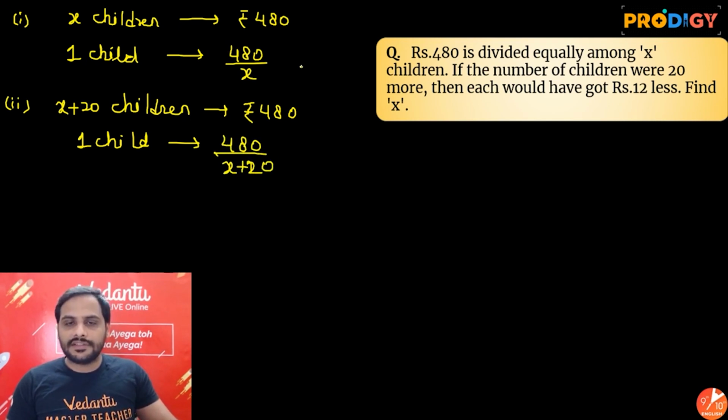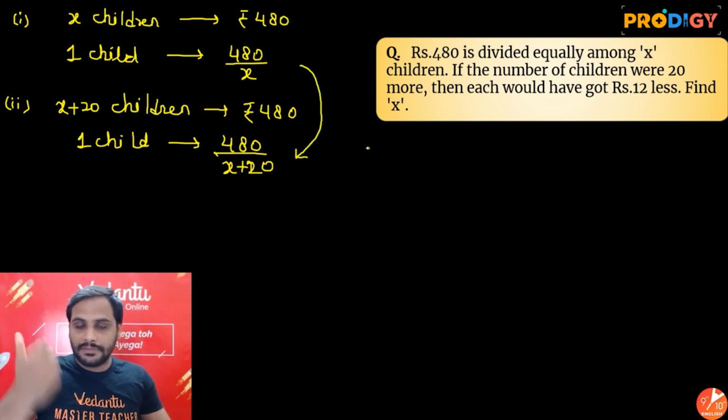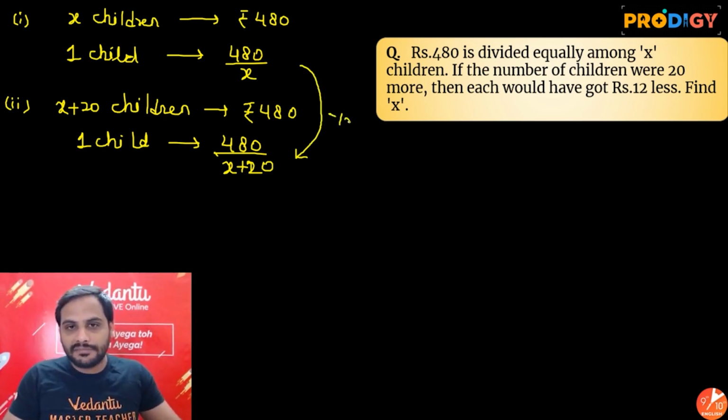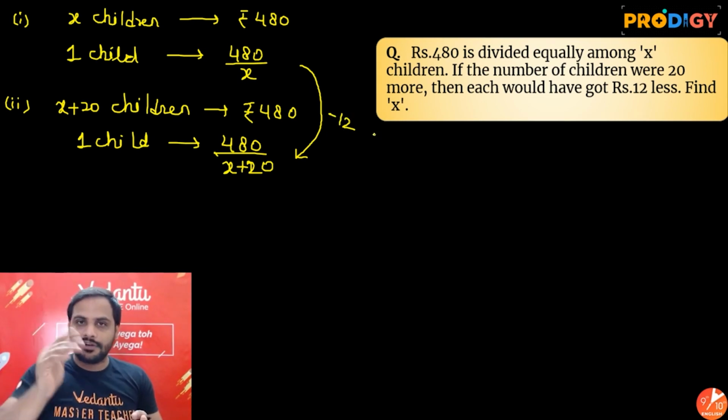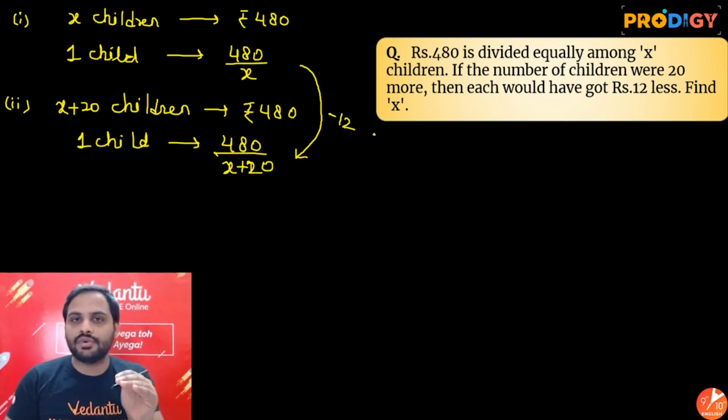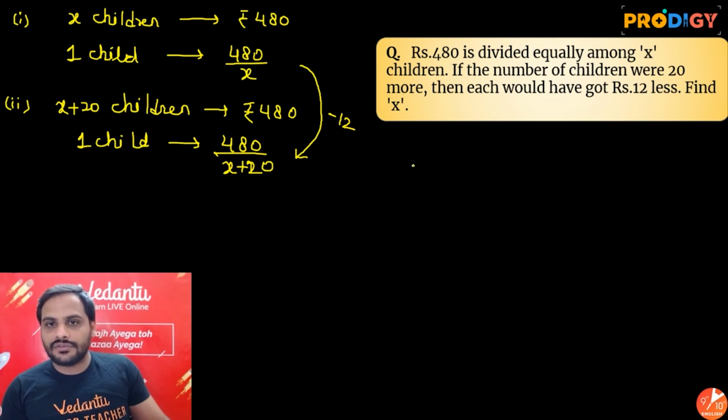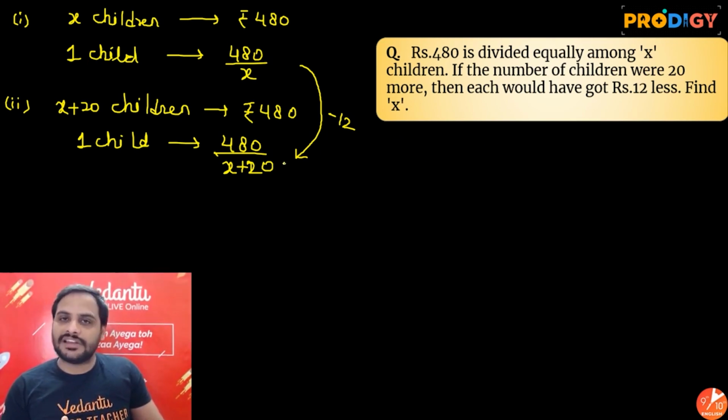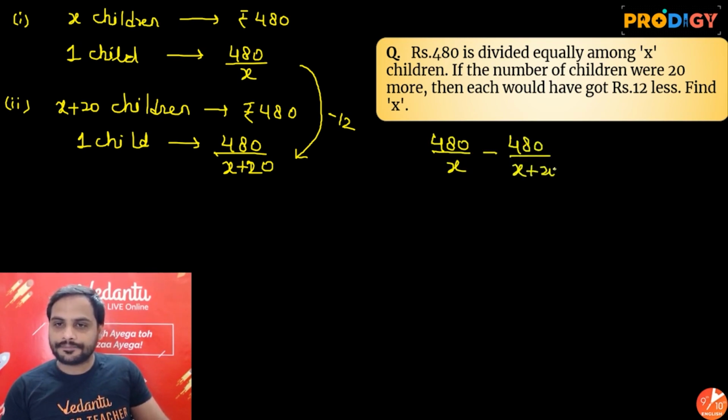And they are saying the amount received by each child is reduced by 12. So I can say in case 2, they are getting a lesser amount. So I can say the money in case 1 is 12 more than the money in case 2. The money per child in case 1 is 480 by X. From that, subtract 480 by X plus 20, and the difference between them will be 12.